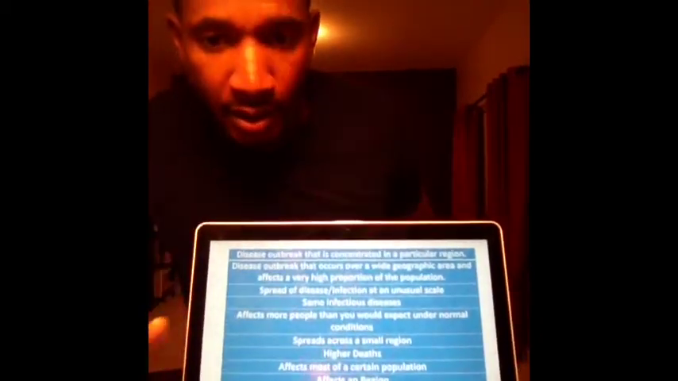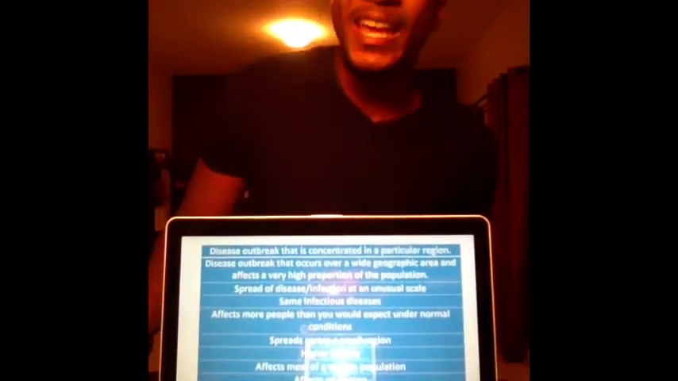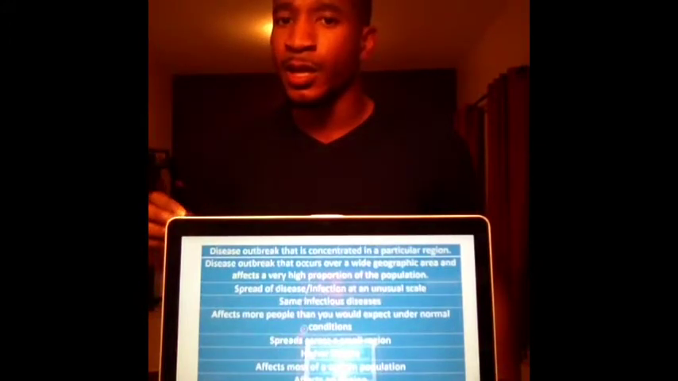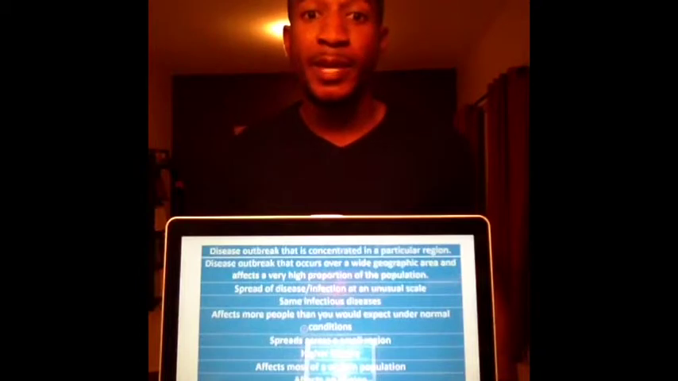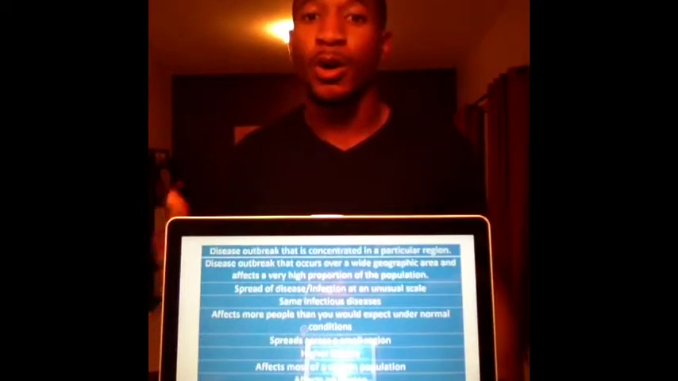It says, affects a continent. So if a continent is affected by this particular disease or a virus, is that considered a pandemic, epidemic, or both?